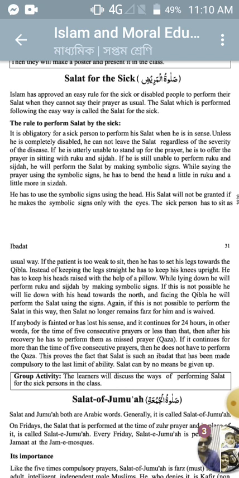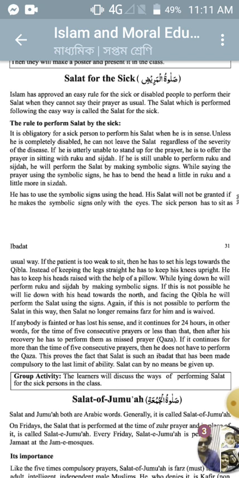If this is not possible, he will lie down with his head towards the north and facing the Qibla. He will perform the Salat using the signs. Again, if it is not possible to perform the Salat in this way, then Salat no longer remains fard for him and is waived.